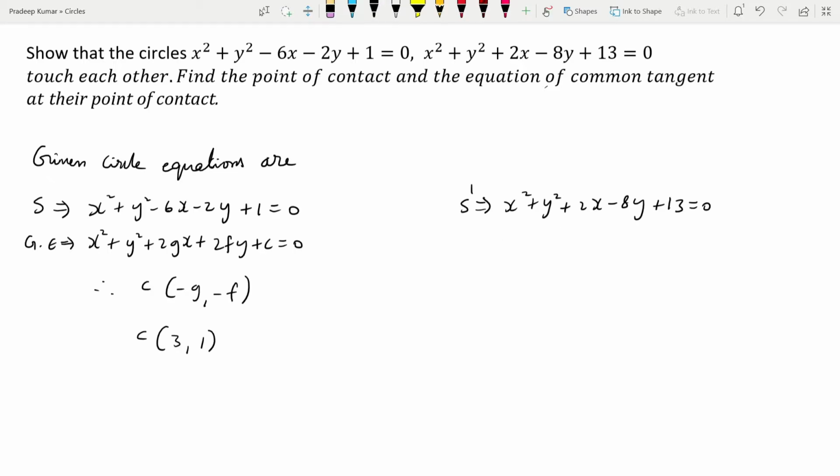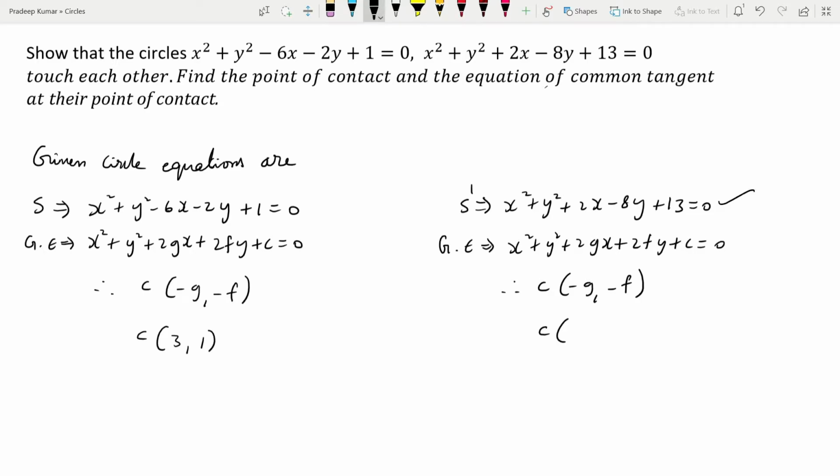The same scenario applies to the second circle. I'm comparing with the general equation, x square plus y square plus 2gx plus 2fy plus c equal to 0. The center of the circle, as we already know, is represented as minus g comma minus f. So when we compare the general equation and the given equation, we get the center as minus 1 comma 4. Alright, so now we have the centers of the circles.